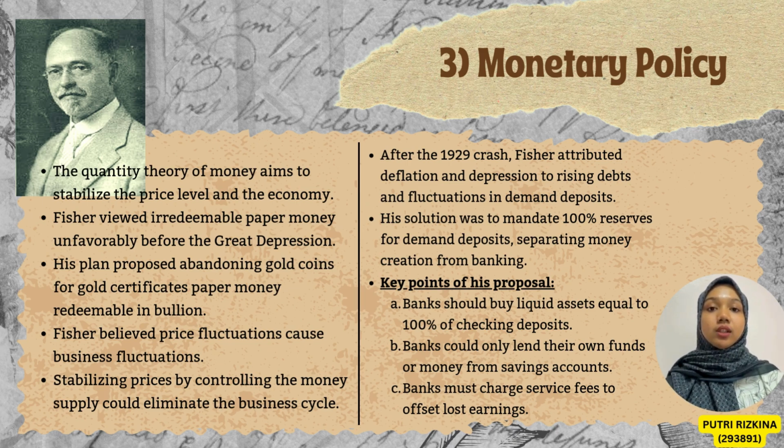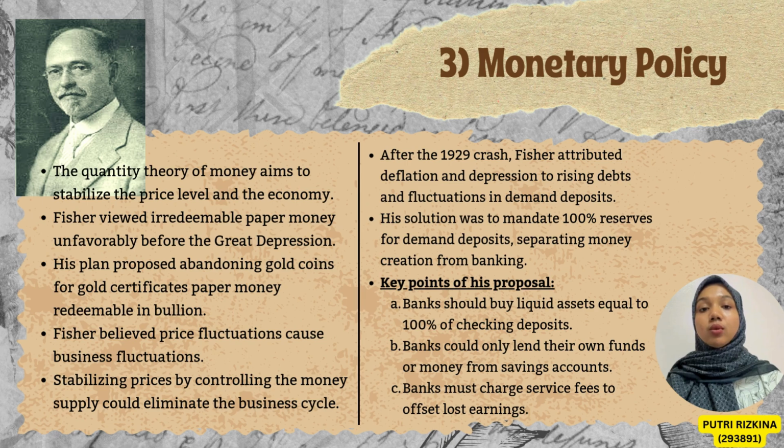After the 1929 crash, Fisher attributed deflation and depression to rising debt and fluctuation in demand deposits. His solution was to mandate 100% reserve for demand deposits, separating money creation from banking. There are 3 key points of his proposal. The first one is banks should buy a liquid asset equal to 100% of checking deposits.